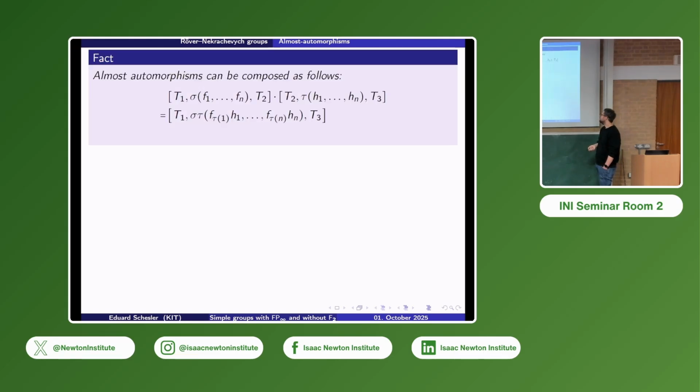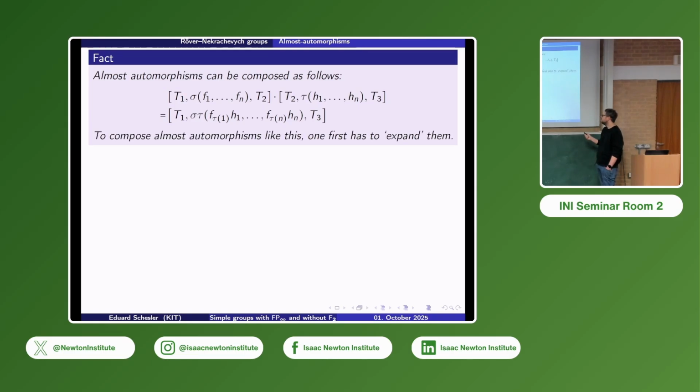Okay. So almost automorphisms can be multiplied easily, but only if the right tree of the left element coincides with the left tree of the right element. In this case, they just cancel out, and you multiply the remaining elements as you would in the typical permutation Leibniz product.